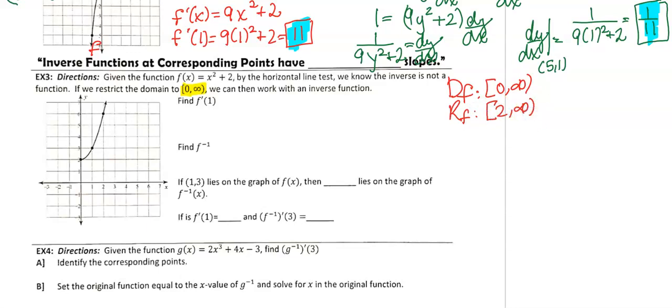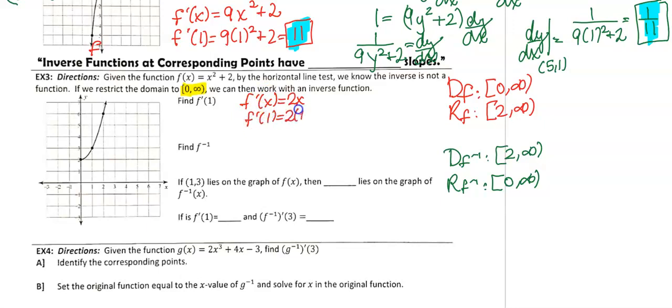So now I know the domain of my inverse and the range of my inverse. I know those because I can switch from what I know about the function. All right, so let's find our derivative at 1. So the derivative is 2x. The derivative at 1 is 2.